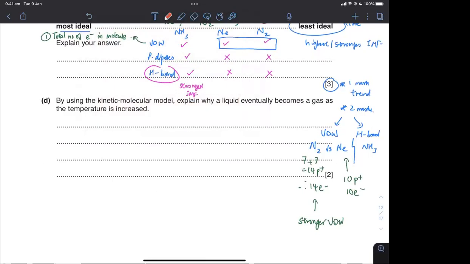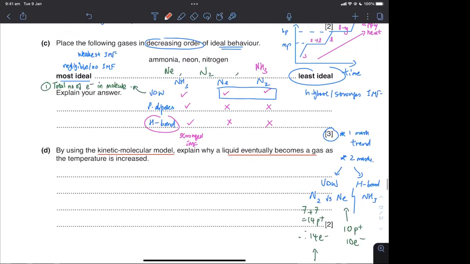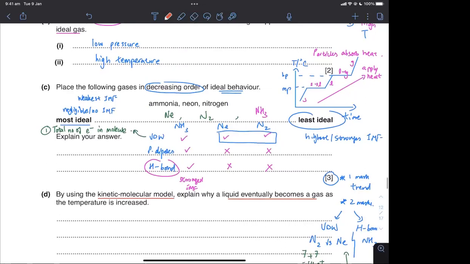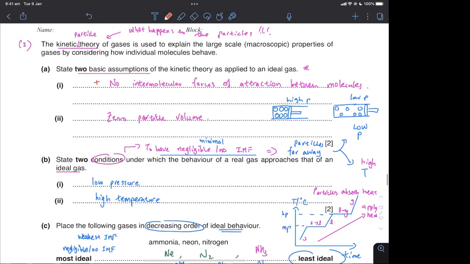Part D is about the kinetic particle theory, why a liquid becomes a gas. Just now, I think I asked, sorry, did someone say something, Afif? Kalau pasal dia punya N2 punya triple bond, tidak dapat di-use to explain. No, you know why? Because no intermolecular forces.